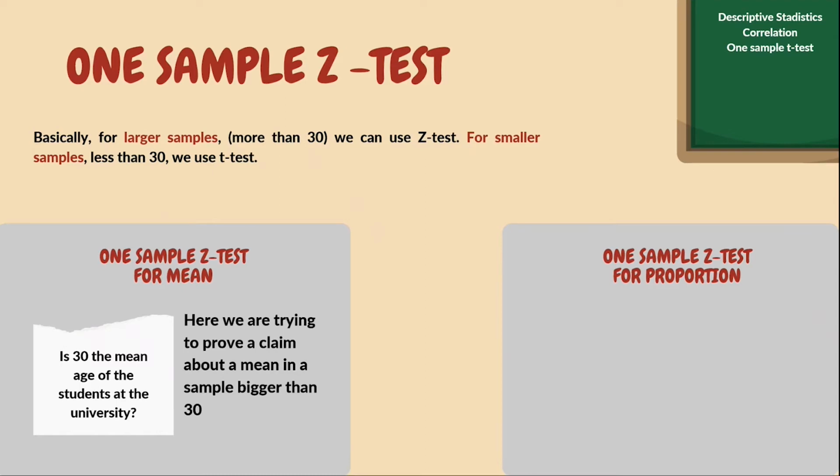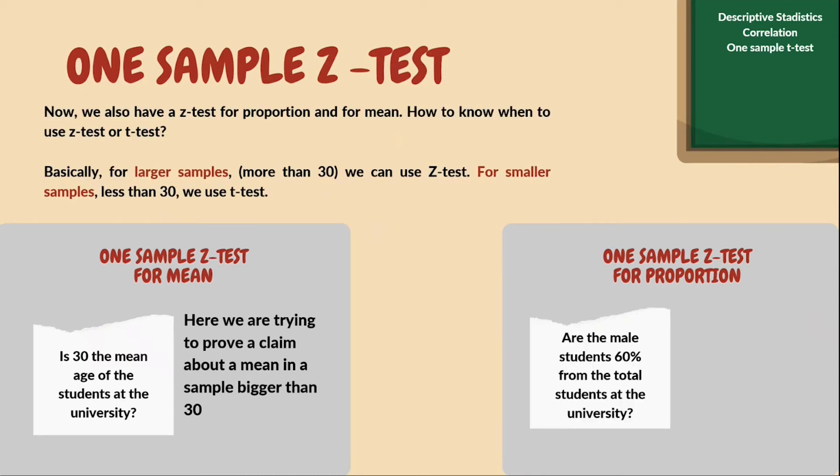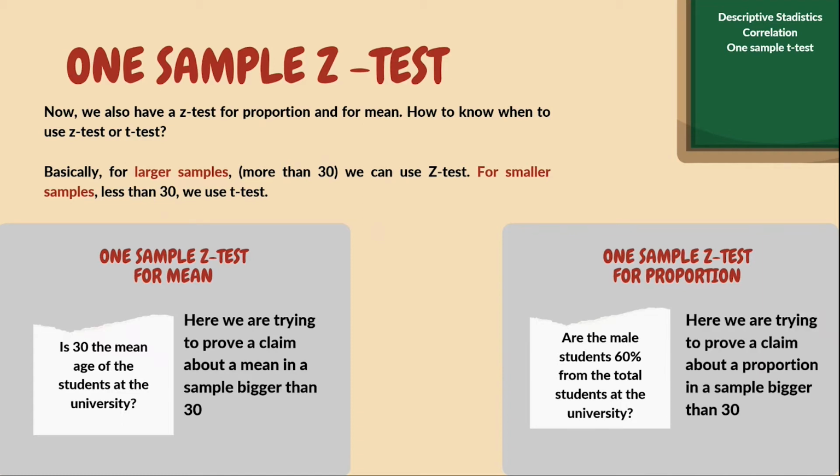Now an example for one sample z-test for proportion. Are the male students 60% from the total students at the university? Here we are trying to prove a claim about a proportion in a sample bigger than 30 again, the university.